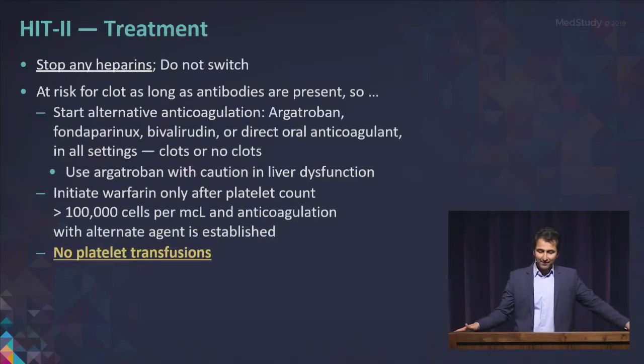We talked about stopping heparins, and because these patients are still at risk for clot, you start an alternative anticoagulation. And these are the choices that you see here, argatroban, and then some newer drugs that have now been studied in HIT, including fondaparinux and some of the new direct oral anticoagulants. Even if they don't have clots, you still anticoagulate them for at least 3 months. If you're going to switch to warfarin, you only do so after the platelets have recovered above 100. And you also never give platelet transfusions here with HIT. You're going to add fuel to the fire.